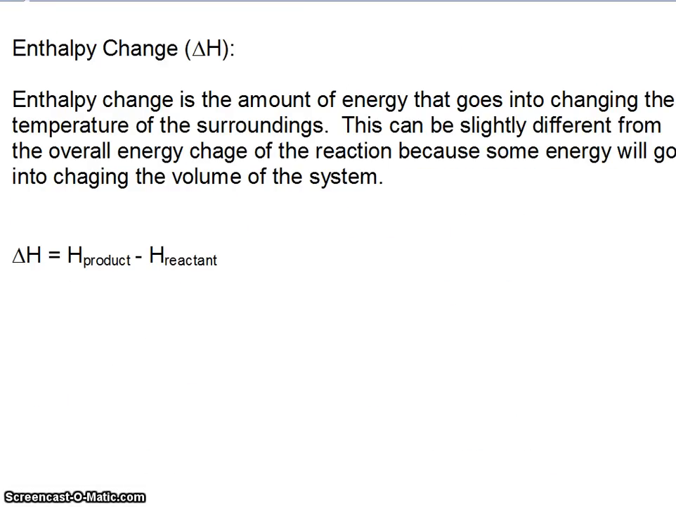When we are working in chemistry, we use this quantity called delta H, which is the enthalpy change. And enthalpy change is the amount of energy that goes into changing the temperature of the surroundings. So the reaction can change by actually more energy than the actual enthalpy change, because some of the energy is going to go into making the system expand or contract. Okay, and we have a formula here that delta H is equal to the enthalpy of the products that you end up with minus the enthalpy of the reactants that you had to begin with.